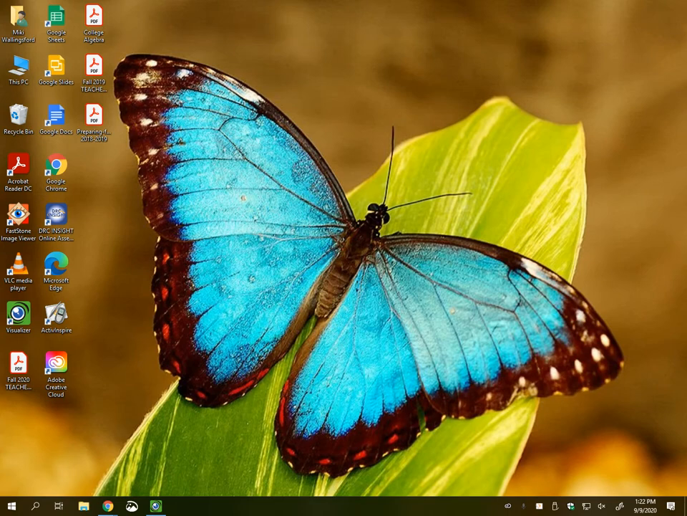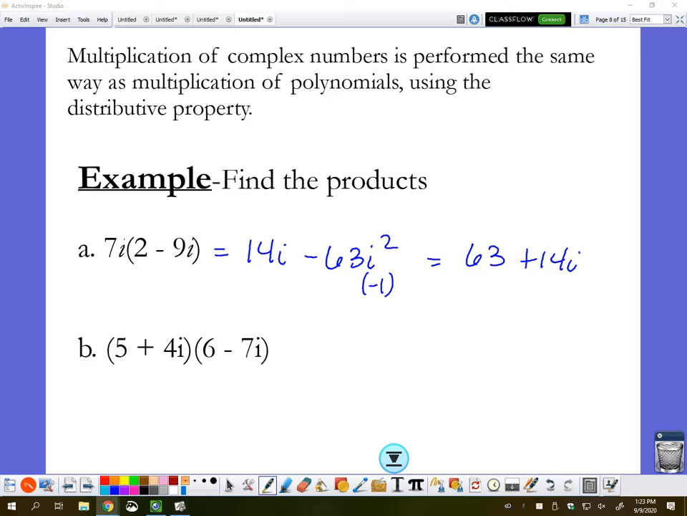Sorry, the whole program went away. I'm going to pause and start over when I have it reloaded. Okay, I got it back up. I don't remember where I was. I'm just going to start over with this problem.